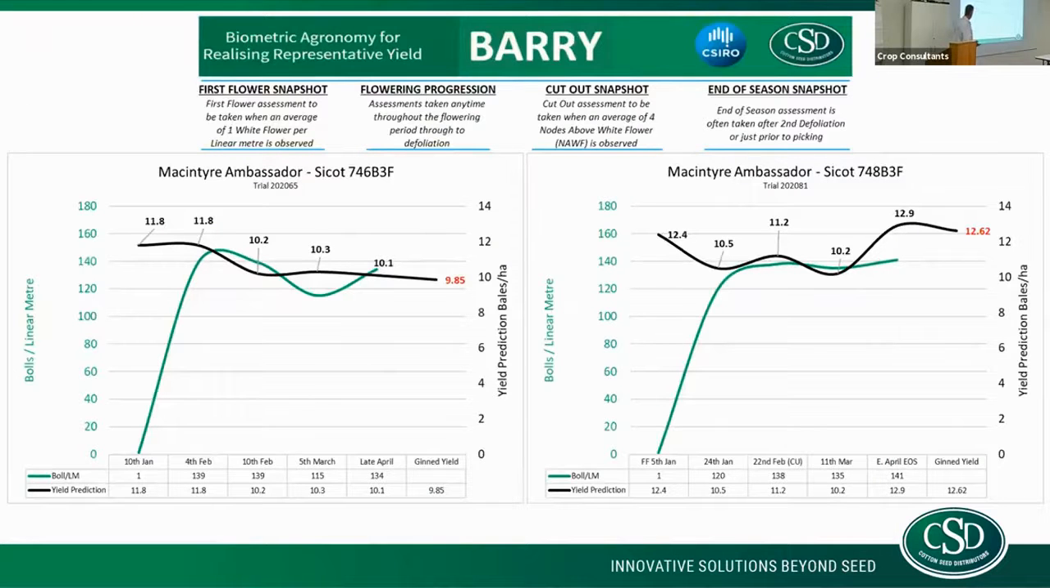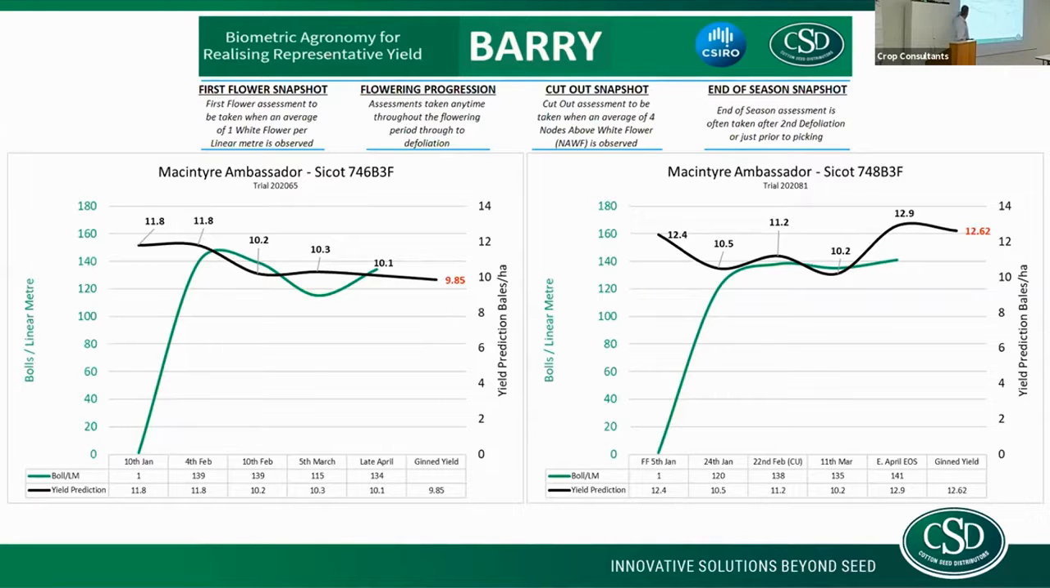So these were done in retrospect this year, I will admit. These are two ambassador sites from the McIntyre. This one is to the east. The one on the right is from Bogabilla. And we have utilised these, so we'll use the first flower snapshot, some flower progressions, cutout snapshot, and end of season.